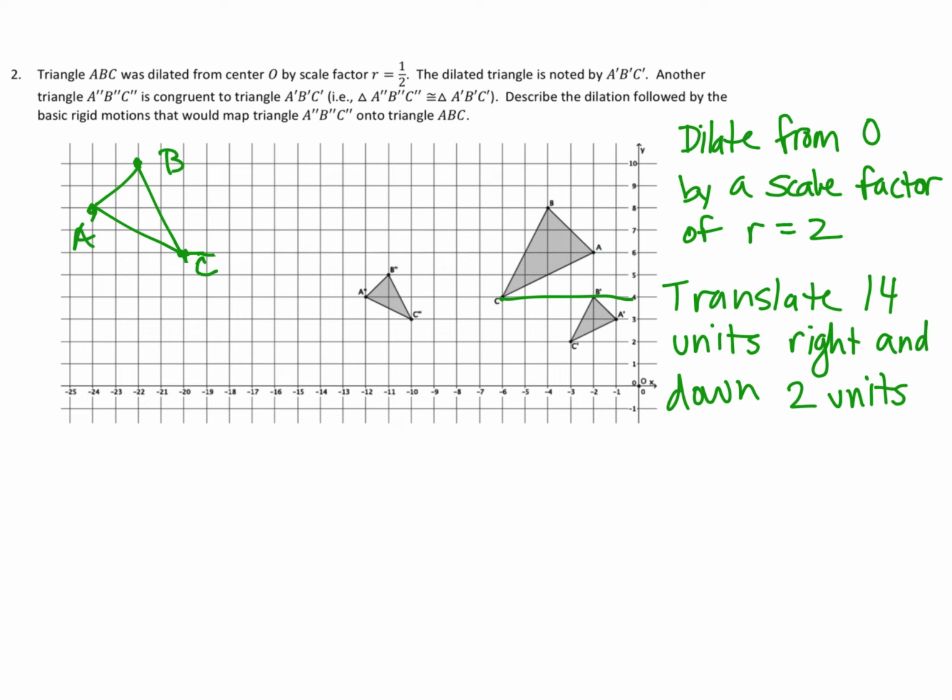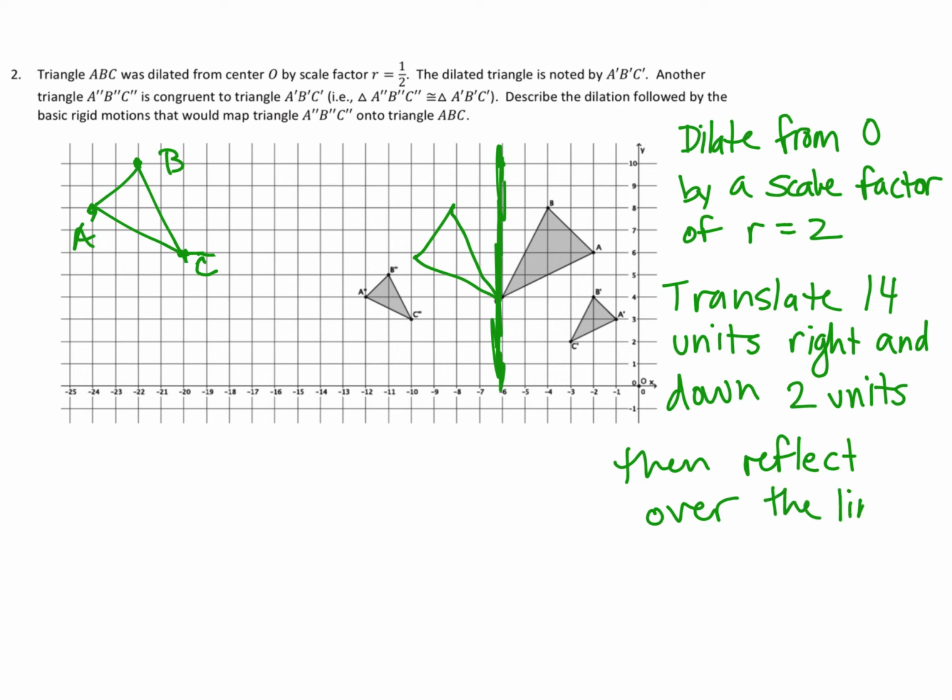That will match up C with C, but then I need to flip it over so that, because right now it's going to look like this. So I'm going to have to reflect so that it matches up. And this is where x is on -6. So we're going to reflect over the line x equals -6, and that's going to flip this over here onto this side.